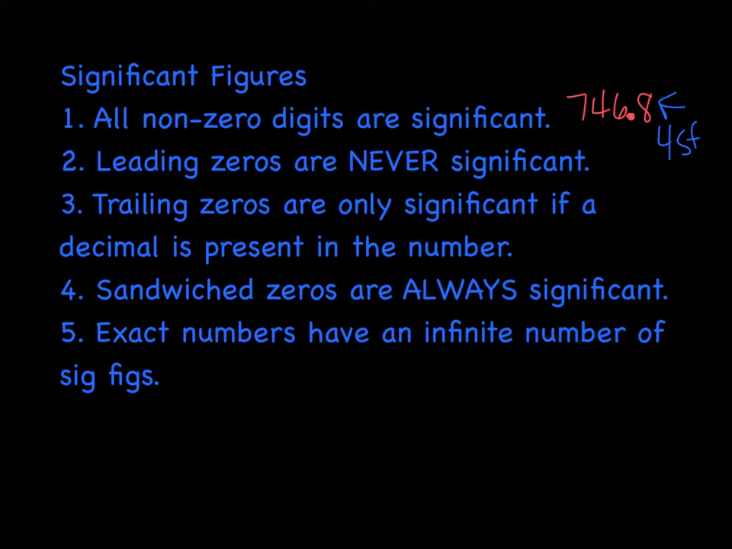And if we look at the next one, leading zeros are never significant. So if I have a number like 0.000896, then that means leading zeros are numbers in the front, zeros in the front. So these zeros are all leading, right? So they're not significant. So this number only has 3 significant figures.